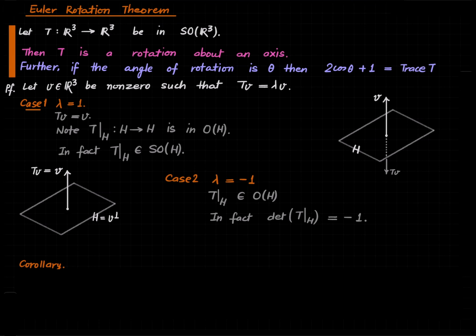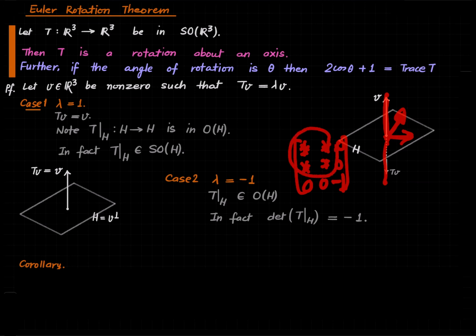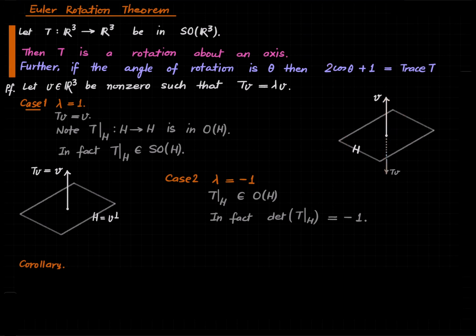Now, why is it minus 1? By the same reasoning. You pick an orthonormal basis here, or any basis here, and the matrix of T with respect to this ordered basis, the first one, the second one, and the third one, will look something like some number, 0, some number, 0, and 0, 0, minus 1. The minus 1 comes because Tv is minus v, right? And therefore, the determinant of this block must also be minus 1, so that the determinant of T becomes 1. So the determinant of T restricted to H is minus 1, and hence this is a reflection of H.